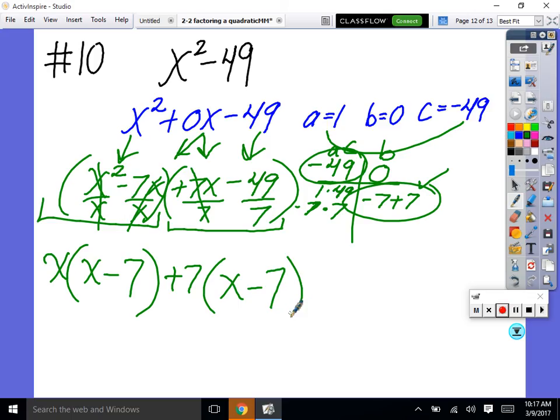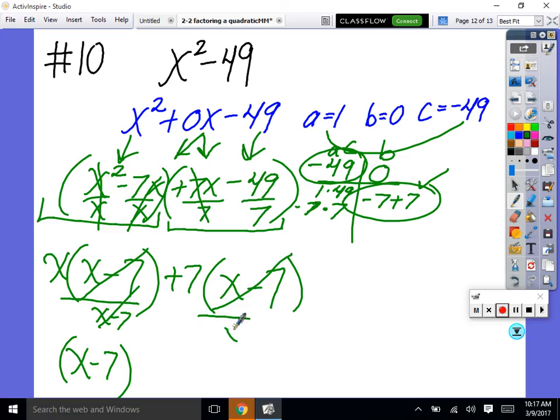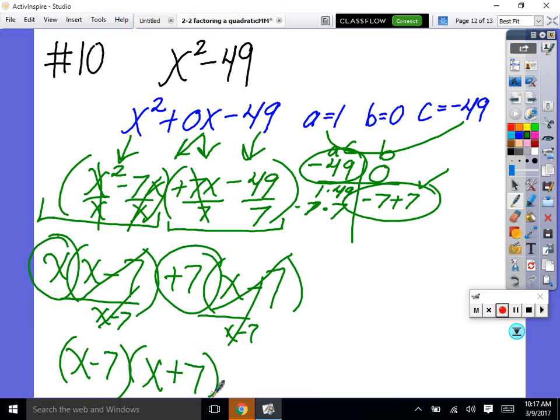So factor out the x minus 7. It divides out, doesn't it, essentially? Because we would go back and divide by x minus 7. You get what I did? Divide by x minus 7. So then left here is an x. Left here is positive 7. And we're done, because it's linear factors.